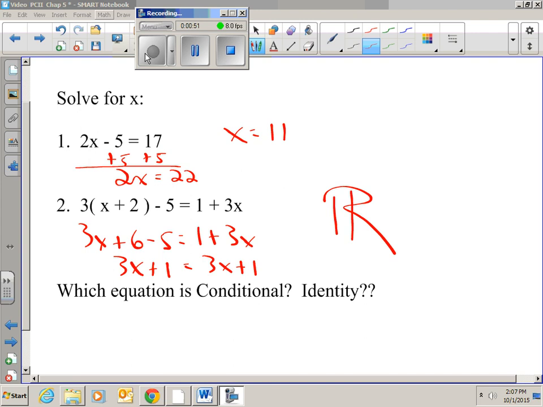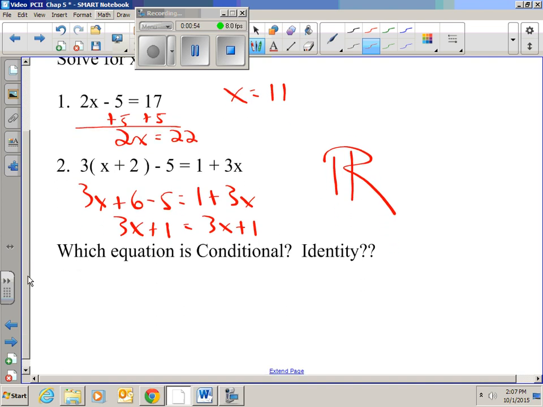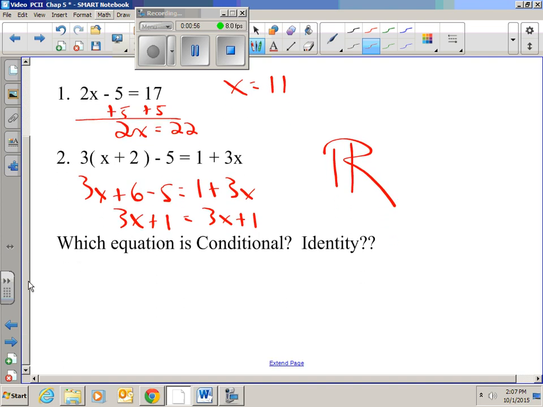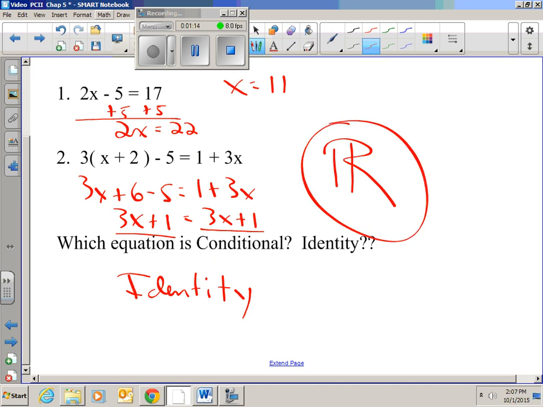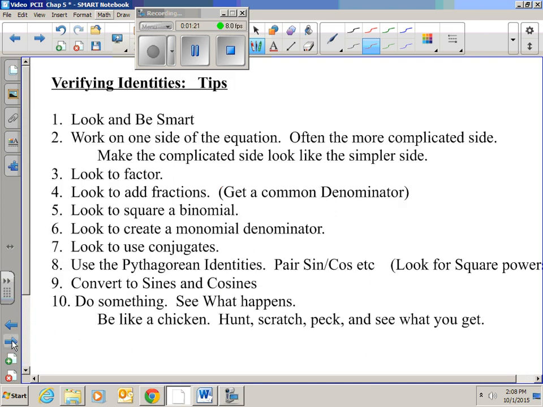Okay, the second equation, weird stuff happens, and you remember doing this in algebra 1. Our x's both disappear where we get something that looks the same on both sides. In this case, we get 3x plus 1 is equal to 3x plus 1. This is what we call an identity equation because x can be anything, any real number. The solution to this is any real number works. And so basically we just verified that these two things are equal because we have the same thing on both sides. When we're verifying trigonometric identities, what we're going to be doing is getting the same thing on both sides.